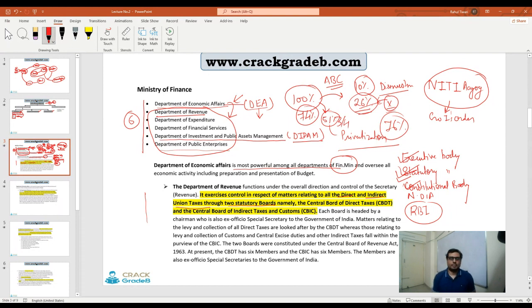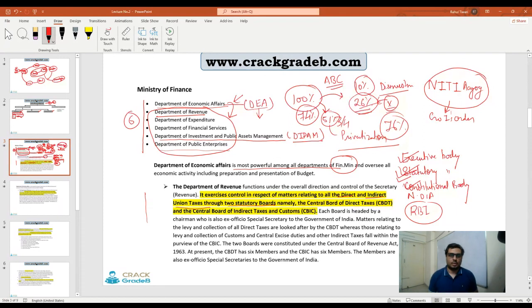Similarly, if after the next general election a new government comes to power, then Niti Aayog is at the mercy of that government. Whether they want to keep it or scrap it, they can scrap it immediately and form another. Or for example, if Congress comes back to power, maybe they can restore the Planning Commission and scrap Niti Aayog, because all these are executive bodies formed by the order of the government.